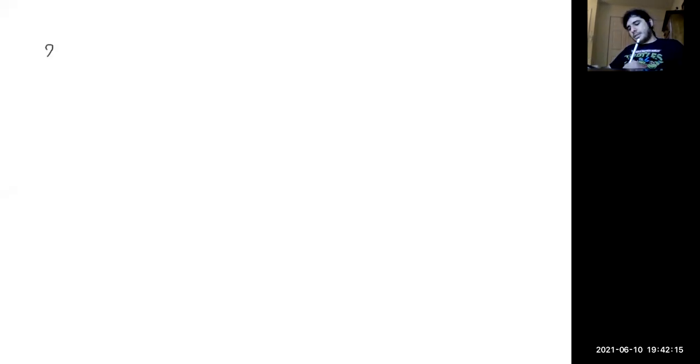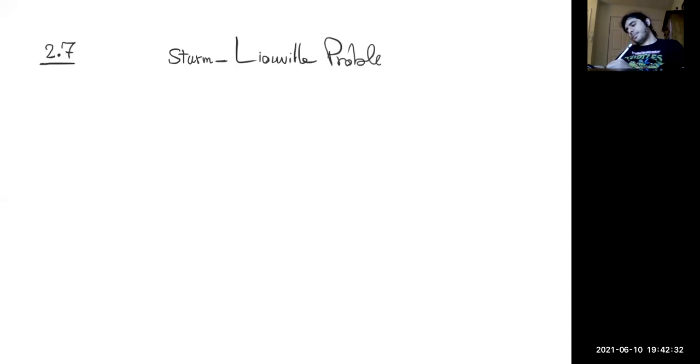Okay, so let's start section 2.7. Here we have what are known as Sturm-Liouville problems. Well, I'm not sure if I can write down Liouville correctly. Okay, great. So it is very similar to the equation we just saw earlier. We had some f1 of x, and we had some f2 of t, right? Let's focus on the f1 part.